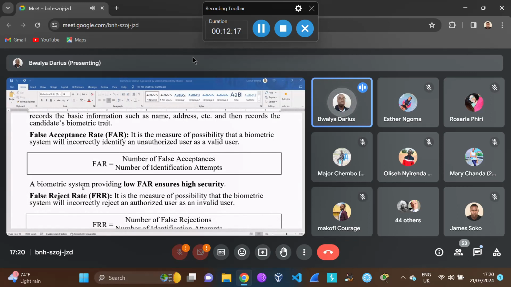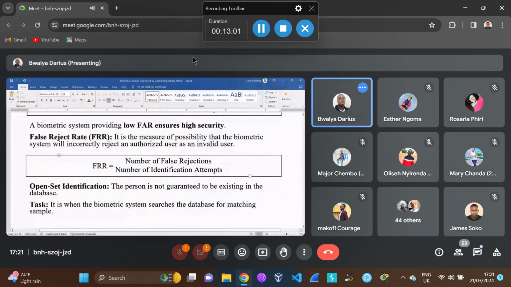Then we also have another term, the false rejection rate. This is the vice versa of the other one, where we have false rejections. It is a measure of the possibility that the biometric system will incorrectly reject an authorized user as invalid. Here you are rejecting a person who is authentic, who is genuine, as unauthorized. The relationship is the number of false rejections over the number of identification attempts.